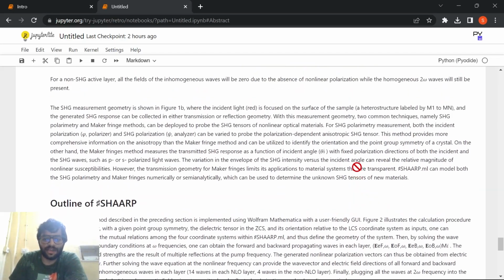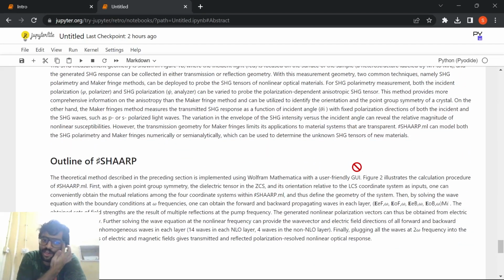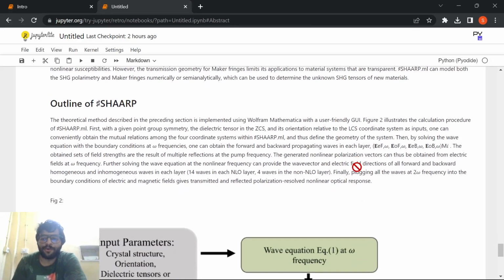So this is the introduction, abstract, and the working of Sharp.ml. Now we'll provide case studies to show the reliability of Sharp.ml.